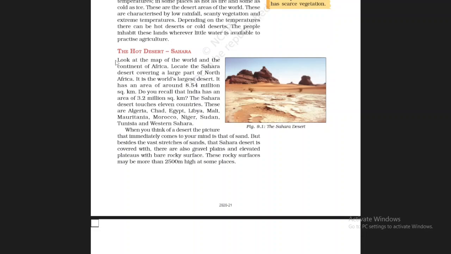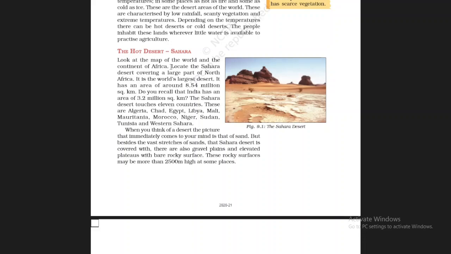So now let us see about this Sahara Desert. Look at the map of the world and the continent of Africa. Sahara is a desert of Africa, the largest desert. Here in our India we also have a desert, which is known as the Thar Desert. It is in Rajasthan. Like that, boys, the Sahara Desert is also one, which is the largest desert.